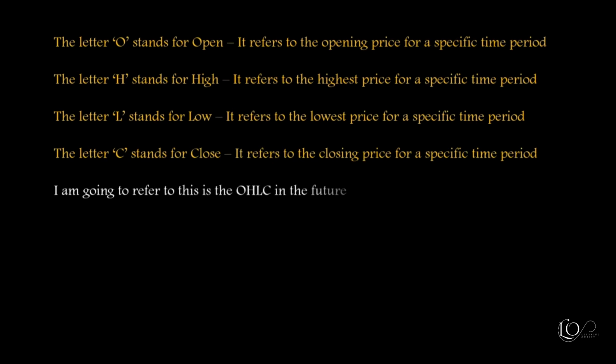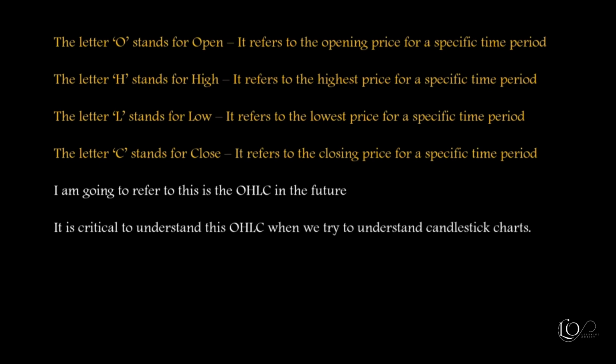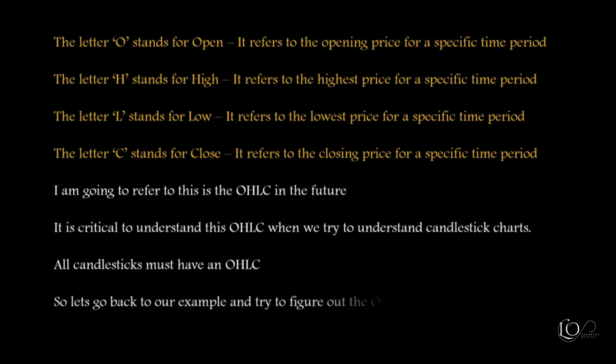Now I'm going to refer to this as the OHLC in the future instead of saying open, high, low and close. This is critical to understanding how to make or read candlestick charts, because candlesticks are made based on the open, high, low and close. All candlesticks must have an open, high, low and close, which is basically the OHLC. So let's jump back into our example and try to figure out the OHLC values, after which we will be able to make a candlestick for the specific time period of our example.